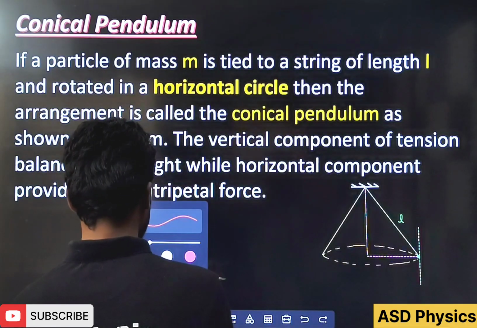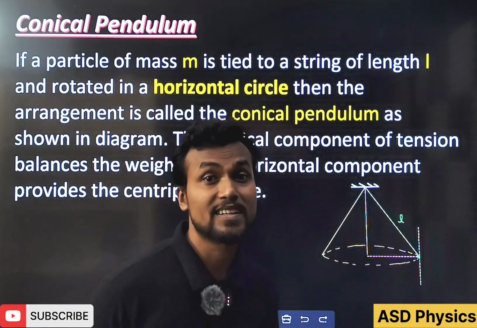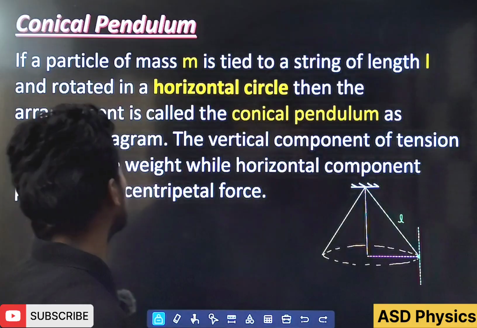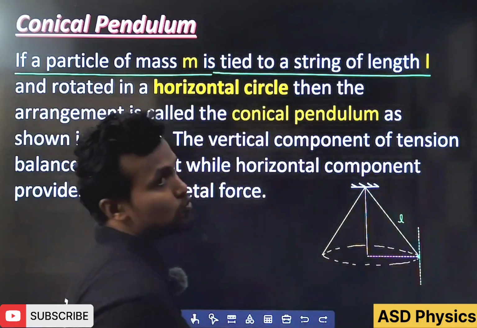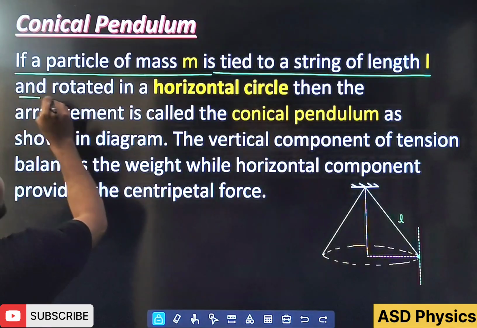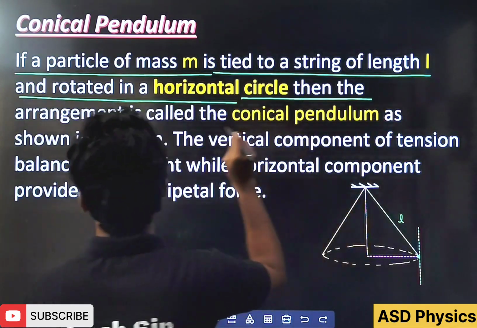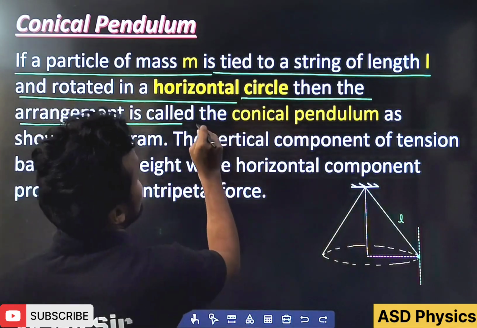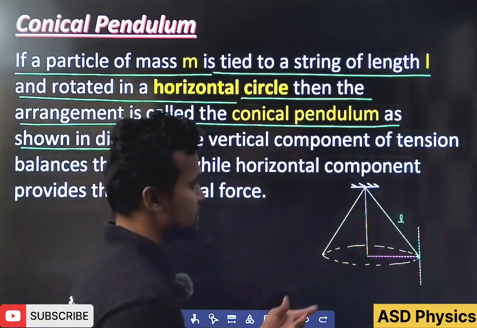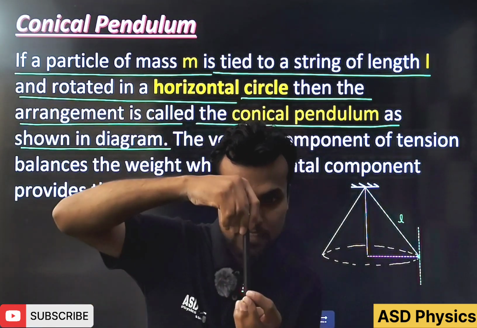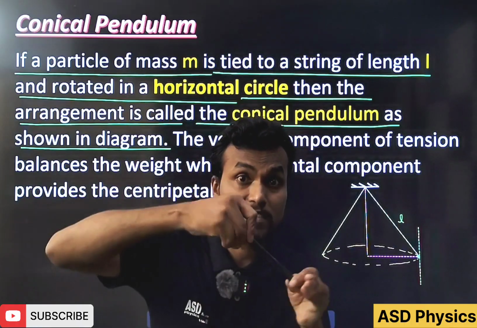Next, we will see one application of uniform circular motion, that is the conical pendulum. Very easy. Let's see now. If a particle of mass m is tied to a string of length L and rotates in a horizontal circle, then the arrangement is called a conical pendulum, as shown in the diagram. See here, this is the conical pendulum. It is rotating like this.